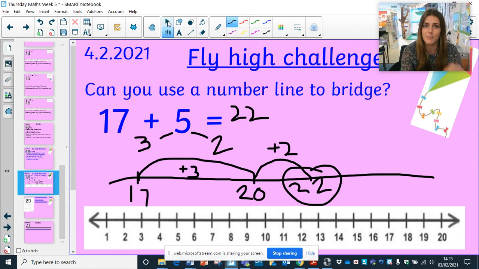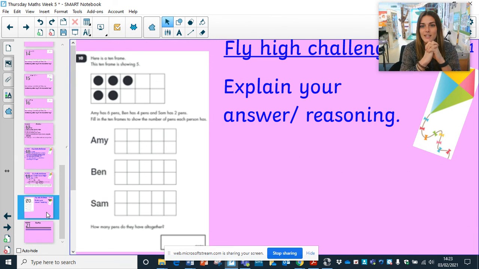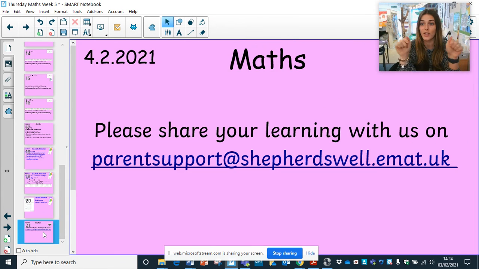So that is your fly high. That's a big challenge. So I look forward to seeing you can do that. And then there's a nice little reasoning question for you to have a think about, okay, and to challenge yourselves with. And as always, share your learning with us on the parent support email. I'd love to see you try and fly high and challenge yourself to use a number line to chunk and use your number bonds to chunk along that number line and bridge to 10s or to your 20s.